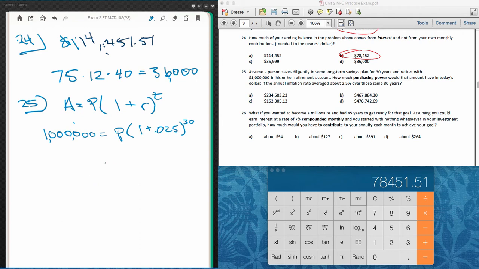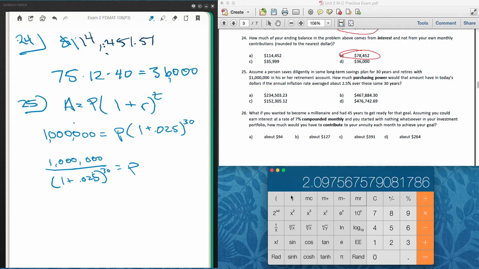You can actually divide both sides by that value of 1.025 to the 30. So we have $1 million divided by 1 plus 0.025 raised to the power of 30 is equal to the principal. So we'll come over to our calculator. 1.025 raised to the power of 30 years. There's the value. I'm just going to clear out the memory and store that in memory. Make sure I have that in memory.